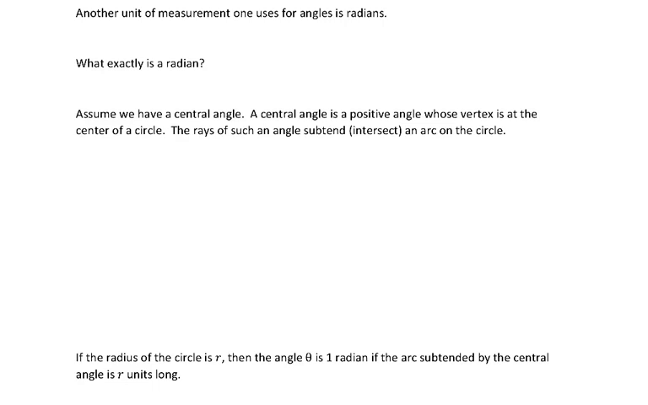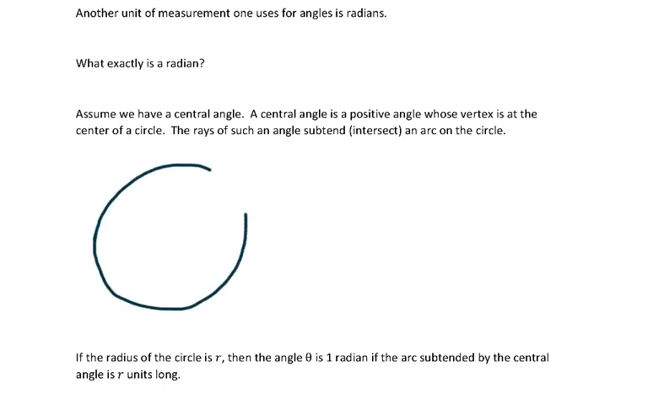Okay, so one unit of measurement that we saw is degrees. Another unit of measurement I'm going to present now is a radian. But what exactly is a radian? Well, to define a radian, we need the concept of a central angle. And it says here what a central angle is. It's pretty self-explanatory, but let me draw a picture to help illustrate it.